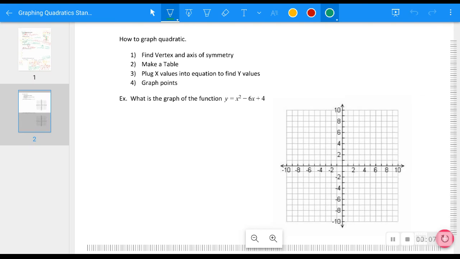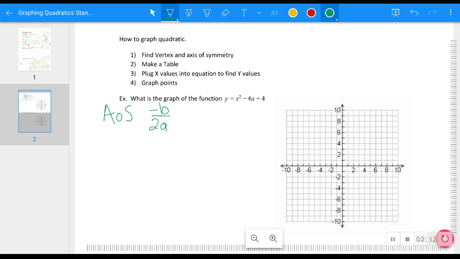So today we're going to be working on actually graphing our quadratic functions. The first thing we're going to look at is we're going to find our vertex and axis of symmetry, just like from the last notes. So our first step, we have to find the axis of symmetry first, because we need that to find the vertex. So our axis of symmetry, if you guys remember, is going to be negative b over 2a.